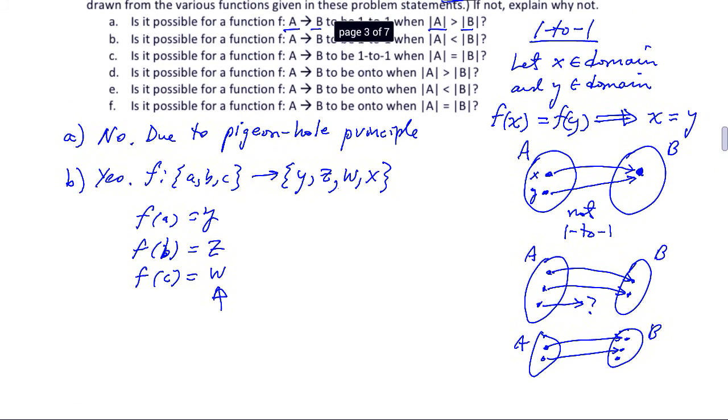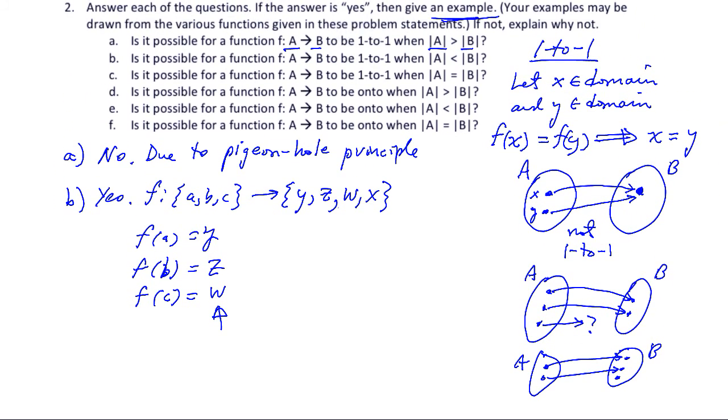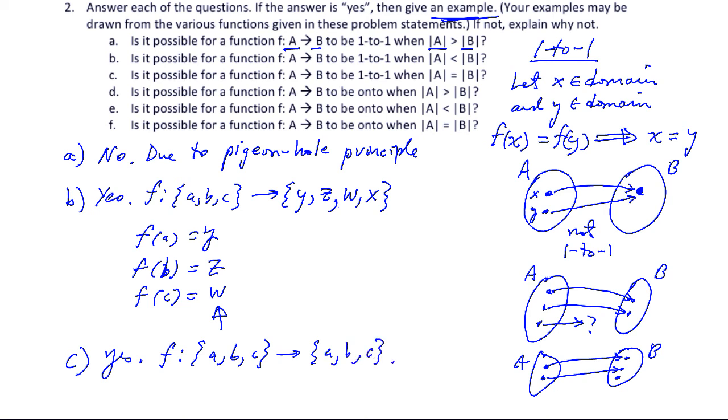Okay. Can it be 1-to-1 when the size of A equals B? Absolutely. Yes, and an example would be f that maps A, B, C to itself. This is probably one from the previous problem. And f of A is equal to B, f of B is equal to C, and f of C is equal to A. It's 1-to-1. And it happens to be onto also, but here f maps the set ABC onto itself, and so the domain and the range definitely have the same size, and here's an example of a 1-to-1 mapping.